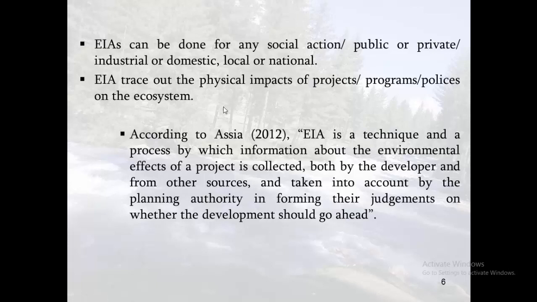Another definition of the environmental impact analysis is that it is a technique and a process by which information about the environmental effects of a project is collected, both by the developer and from other sources, and taken into account by the planning authority in forming their judgments on whether the developmental project should go ahead.